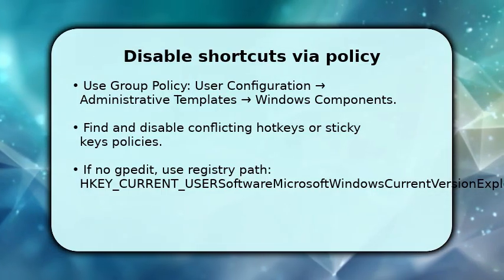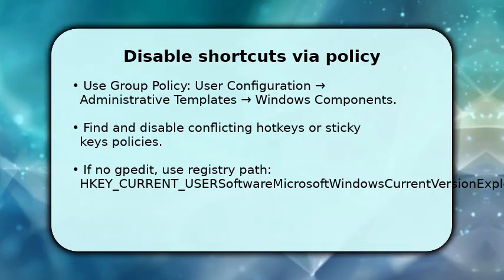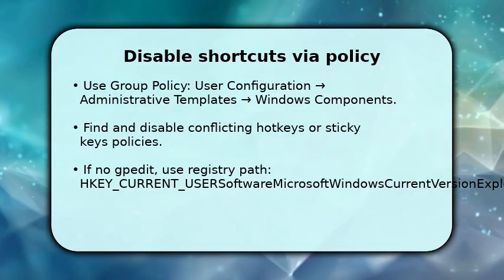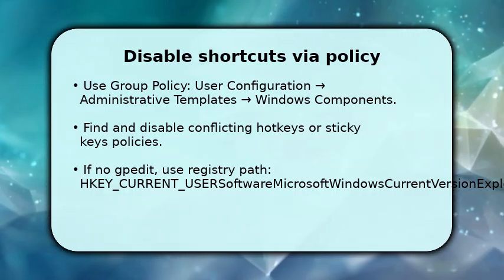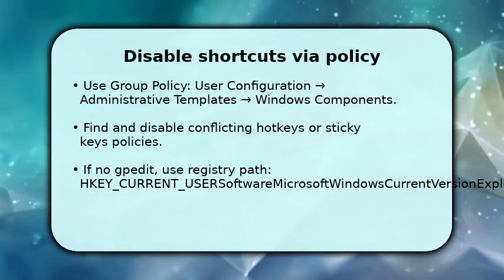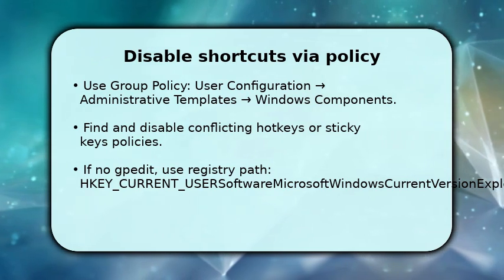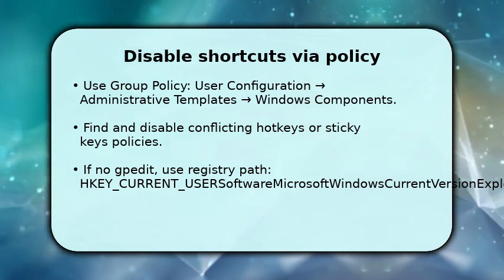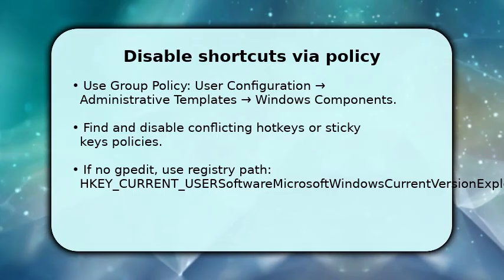If gpedit is unavailable, use Registry Editor at HKEY_CURRENT_USER\Software\Microsoft\Windows, restart Windows Explorer and Task Manager, or simply reboot. This finalizes changes. Test key combos to confirm removal.